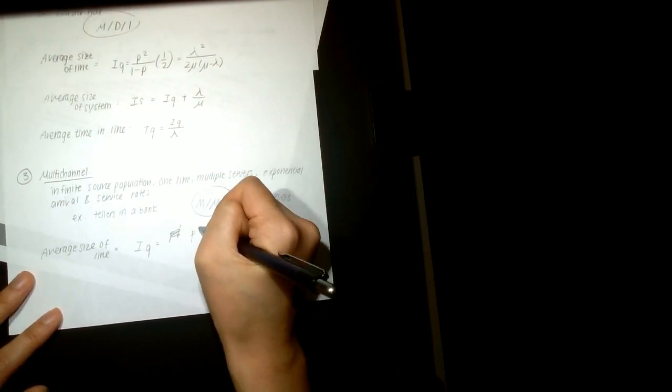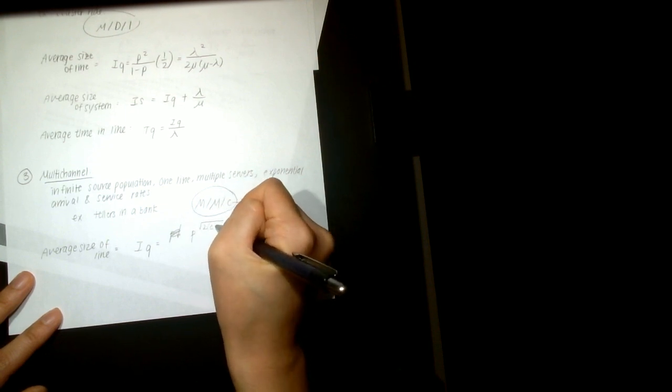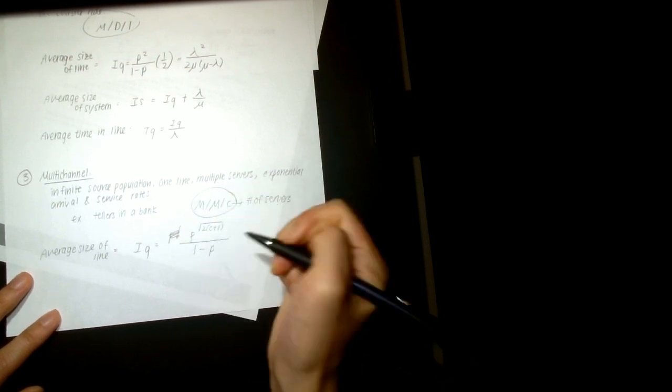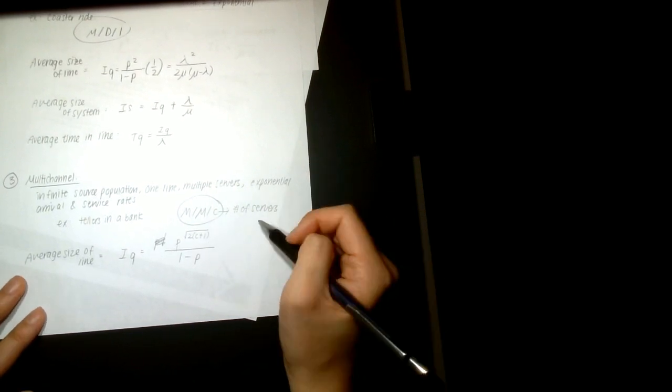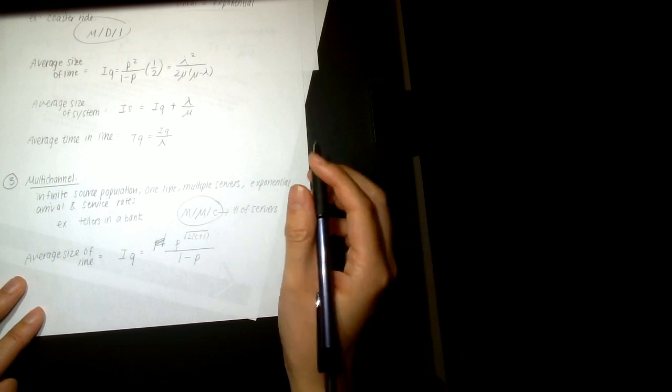So in this case, the average size of the line, so how many people in line, would be with this formula. So it's to the power of, and again, since it's exponential, we disregard the variation formula here, because it would be 1 plus 1 over 2 again, and that would just cancel out.